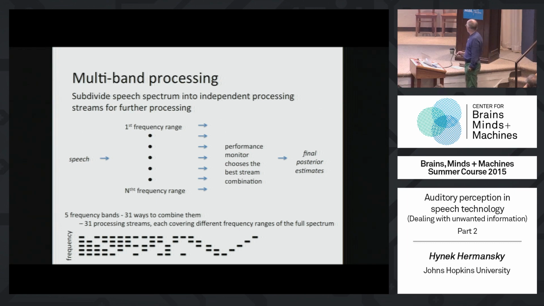So we have this number of processing channels, and we would hope that if the noise comes here, maybe this one is going to be good because it is not picking up this noise, or a recognizer which only uses the bands which are not noisy is going to be good.